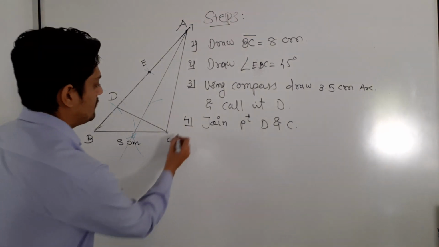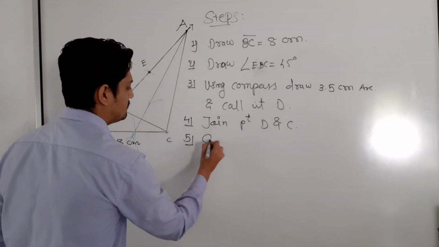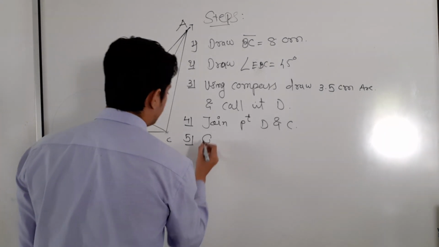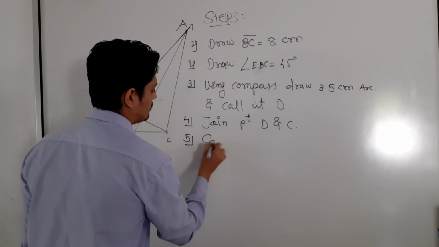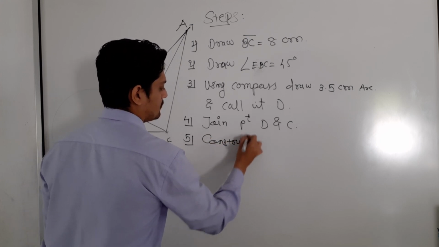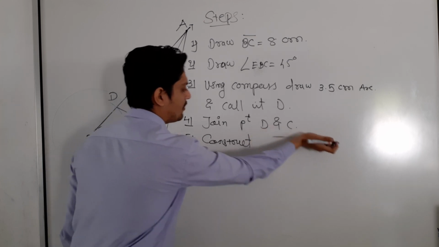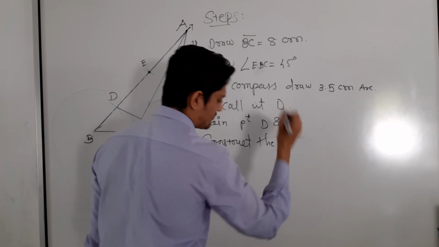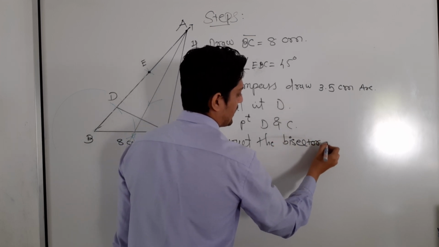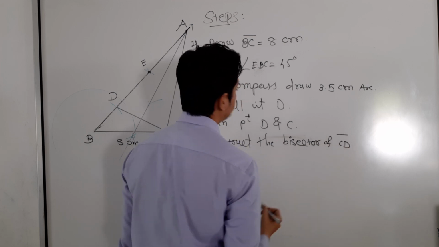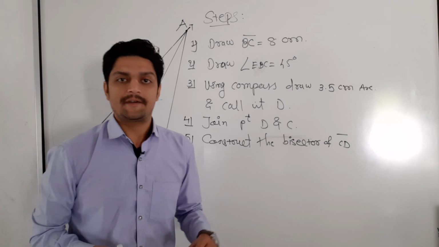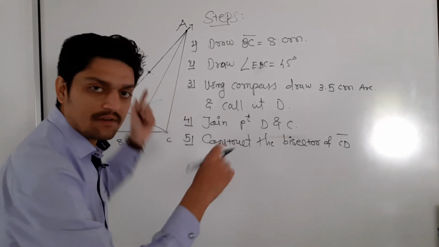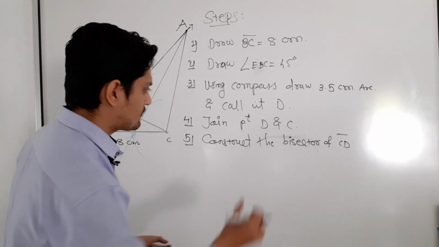Now the next step is construct the bisector of line segment CD. Again, that you don't have to write, how to construct. More than half radius you have to take, and one arc top side, one arc down side, that you don't have to write.